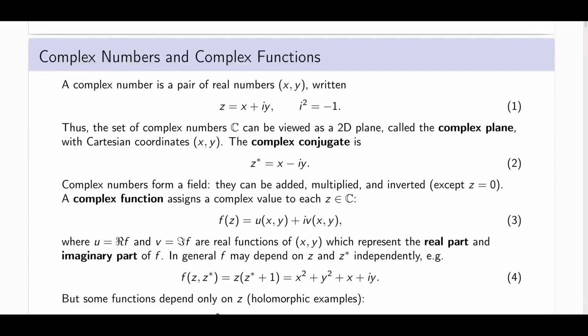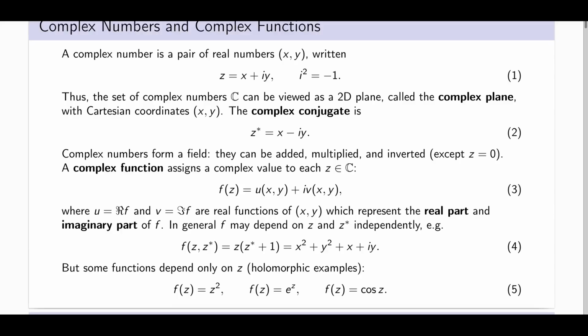Complex numbers extend the real line into a full two-dimensional plane, where every point has a real part and an imaginary part. In this plane, we can add, multiply, and even invert numbers just like ordinary arithmetic, and each number has a natural mirror image called its complex conjugate.